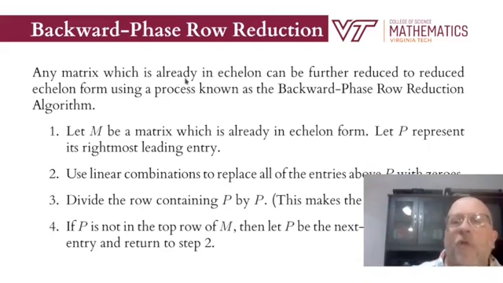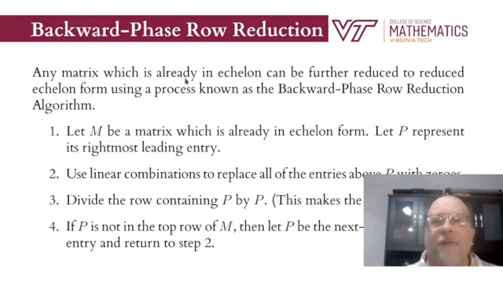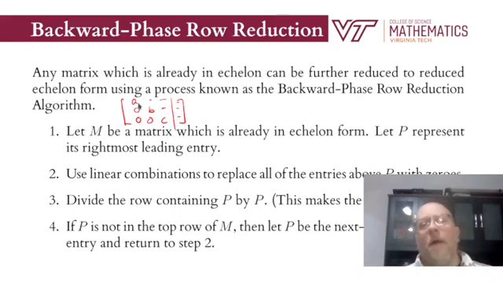Any matrix that's already in echelon form can be converted into reduced echelon form using a process called backward phase row reduction. And here's the algorithm. The idea here is that if I have a matrix that is already in echelon form, these are my leading entries A, B, and C, for example.